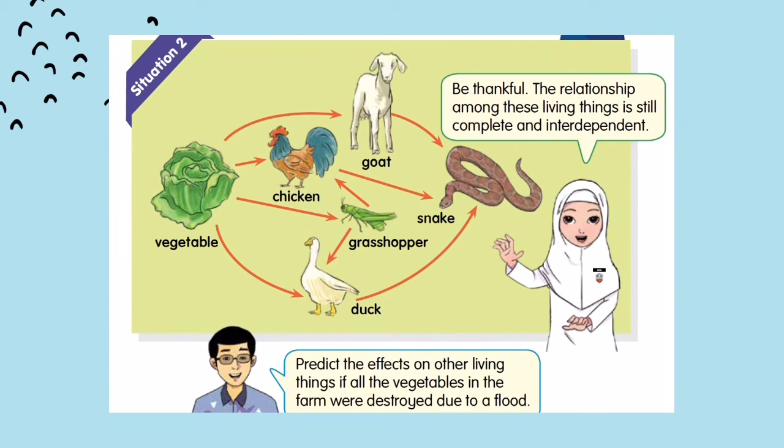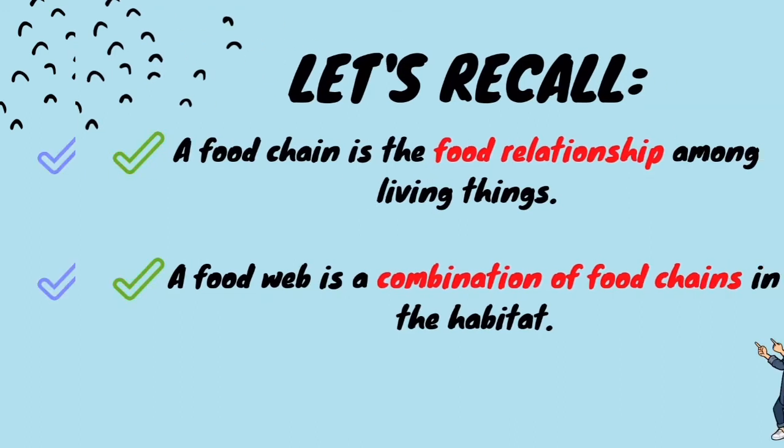Now, let's predict the effects on other living things if all the vegetables in the farm were destroyed due to a flood. What will happen to the animals? Okay, we will discuss that in the next session, okay?